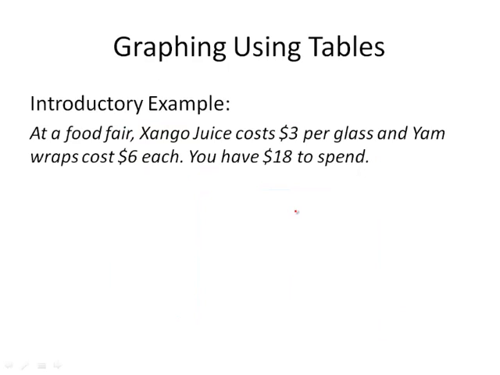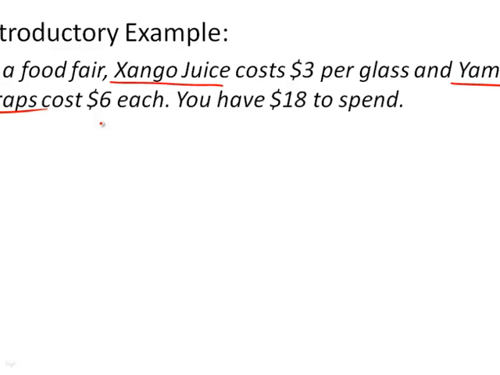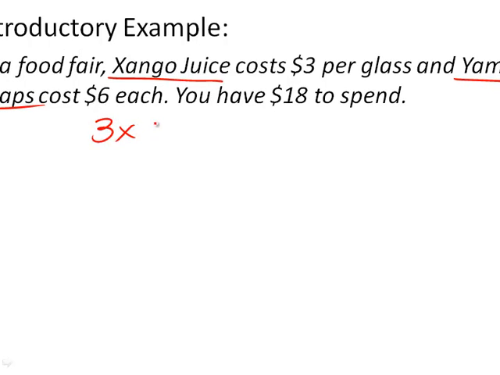Another example with two variables is the following. Say you're at a food fair and they have exquisite items such as Zango juice costing $3 per glass and yam wraps costing $6 each. You have $18 to spend. So the two variables are the number of Zango juices you buy and the number of yam wraps you buy. We could make an equation that would look like $3 per Zango juice and $6 per yam wrap to equal $18 total because that's how much you have.